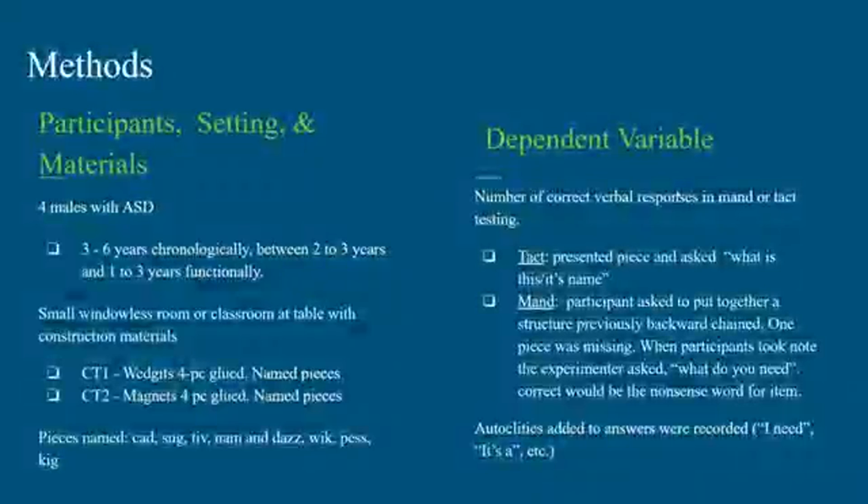For the methods, participants were 4 males with ASD. They were 3 to 6 years old chronologically and 1 to 3 years old functionally. They did the study in a small windowless room or a classroom at a table with the construction materials. Those construction materials were 2 separate sets of toys that snapped together in one way or another.